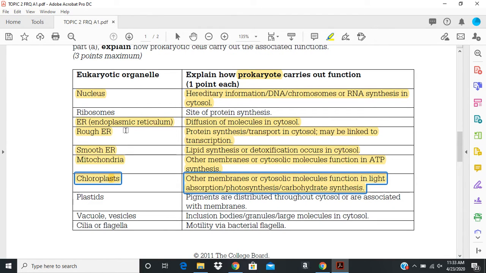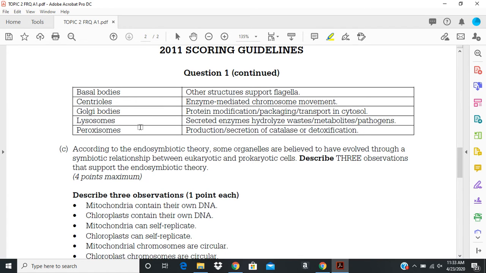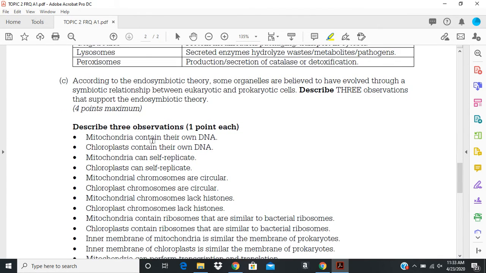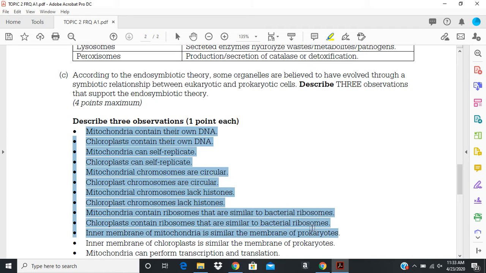Now if you mention ribosomes, we didn't double jeopardy you, so you didn't lose the points in part B if you just talked about the ribosomes in part A. All right, moving on, it asks you to talk about the endosymbiotic theory. Describe 3 observations that support the theory of endosymbiosis. Any 3. Really, the ones that we talked about are a bunch of these.